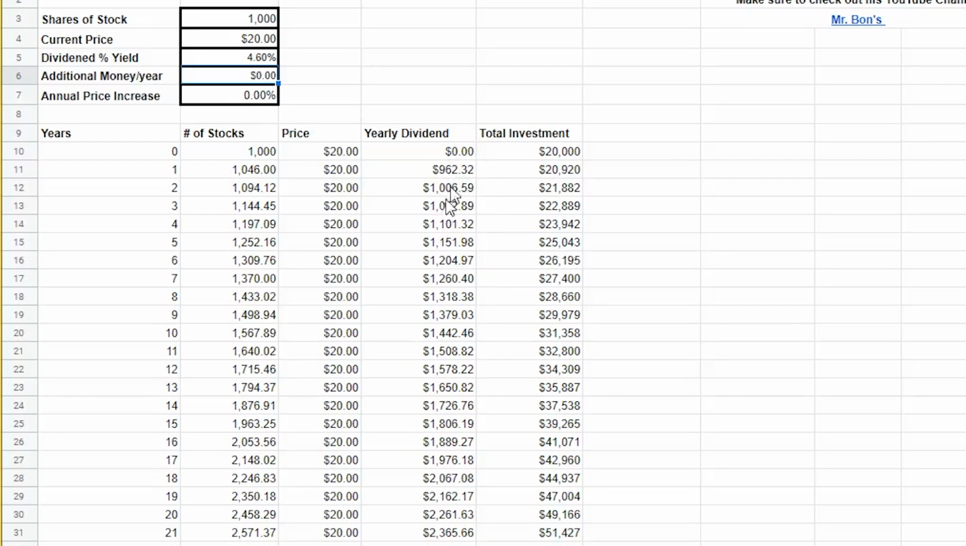And if you reinvest this money, that means this money is constantly growing. For the next 20 years, you would make around $2,000 per year after 20 years. Your total investment would be $50,000 just from dividends alone, if you just hold it for 20 years.